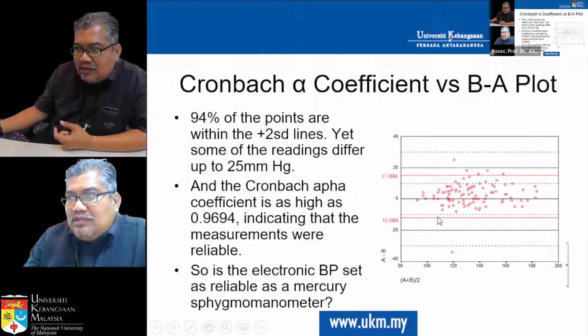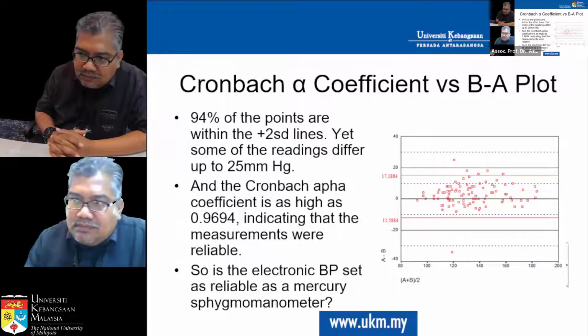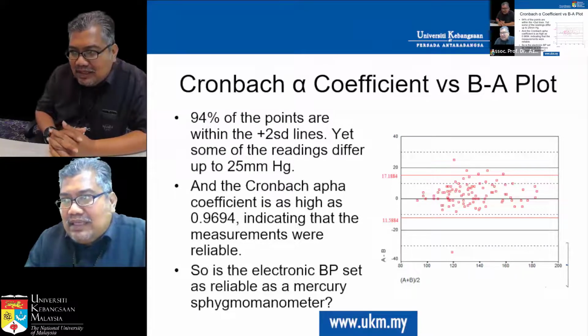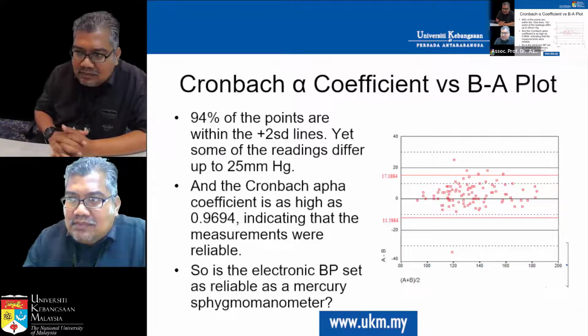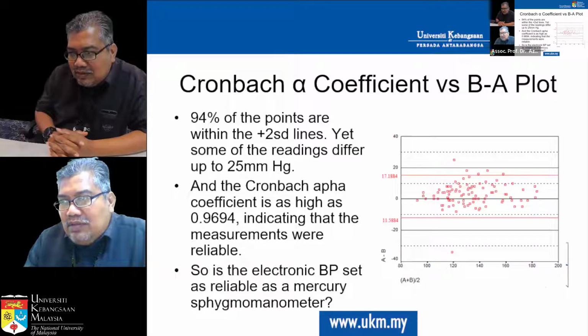And when you compare the Cronbach's alpha versus the BA plot, you have to decide, is the Bland-Altman plot acceptable? Or are you okay with the idea of 94% of the points being within 2 SD level?